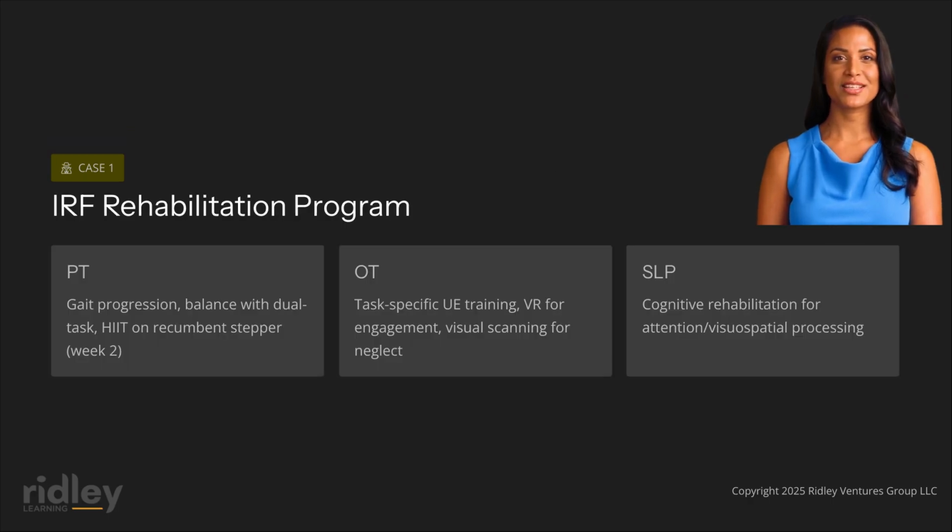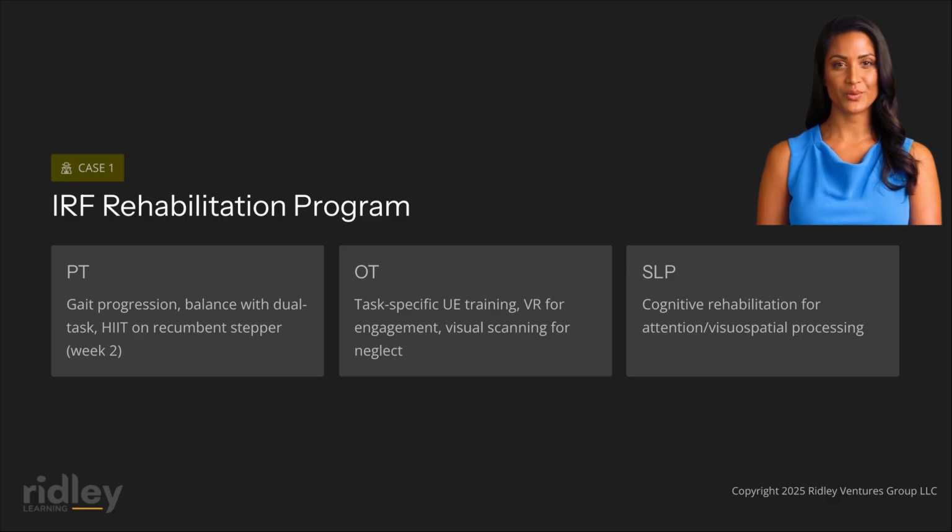Mrs. Chen was admitted to the inpatient rehabilitation facility on hospital day 4. Her rehabilitation program included 3 hours of therapy daily distributed across physical therapy, occupational therapy, and speech-language pathology with cognitive therapy services. Physical therapy focused on progressive gait training advancing from single-point cane to supervised independent ambulation, balance training incorporating dual-task activities to address her attentional limitations, and lower extremity strengthening using task-specific functional activities.